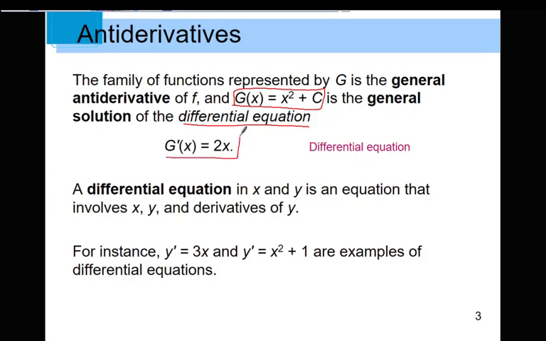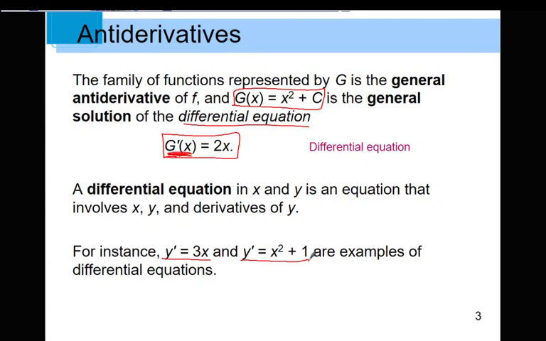A differential equation, and this is what most engineers talk about when they talk about the diff EQ class, differential equations, okay? A differential equation is nothing more than an equation that involves x, y, and the derivative of y, okay? So g prime of x is a derivative. It's the derivative of g. So this is therefore a differential equation, okay?